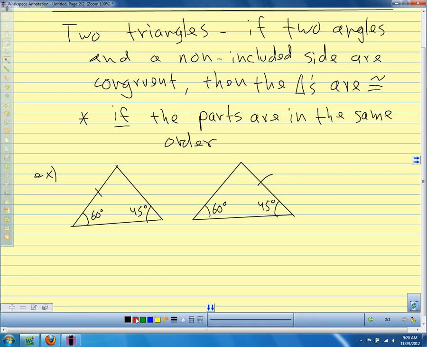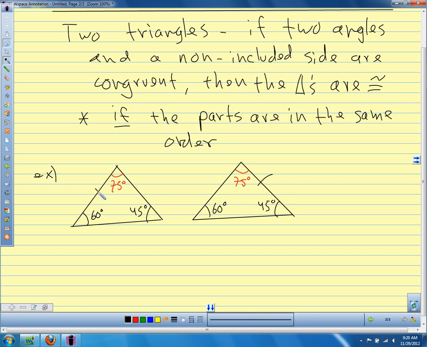And we can figure out, just like we did before, because all the angles in the triangle have to add up to 180. This angle is 75. And this angle is 75. Can we use angle side here? Did this turn into angle side angle for these two triangles? Yes.